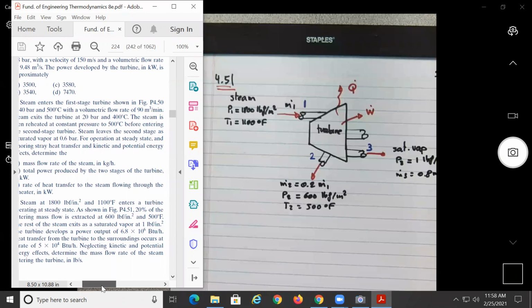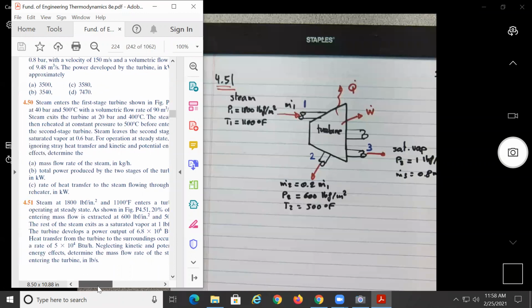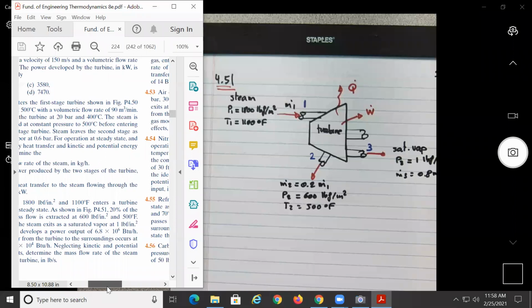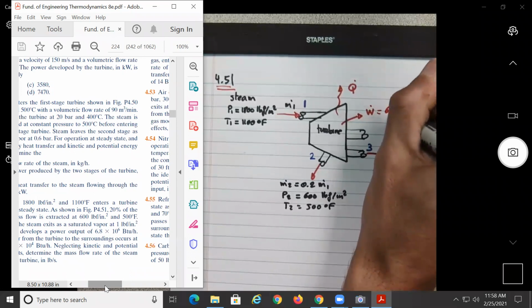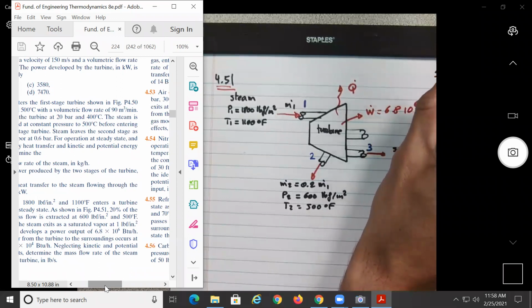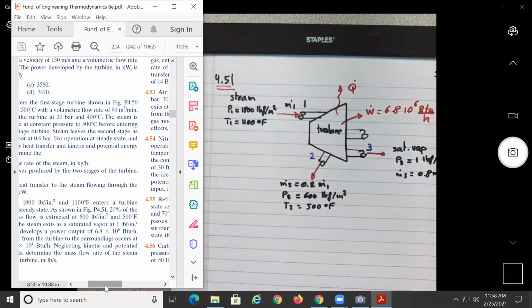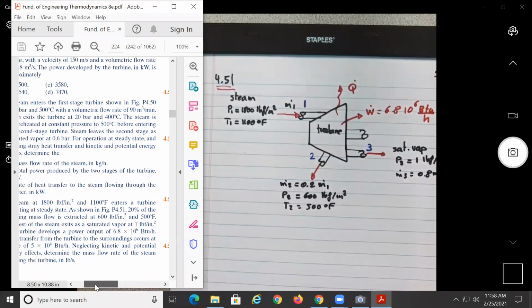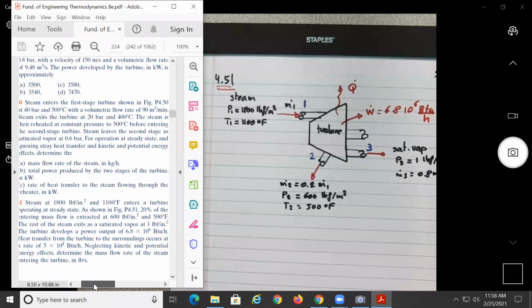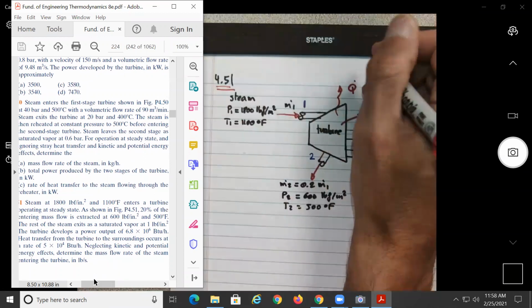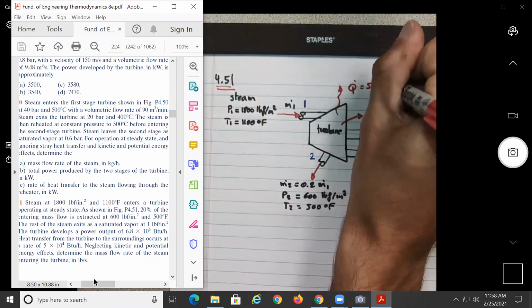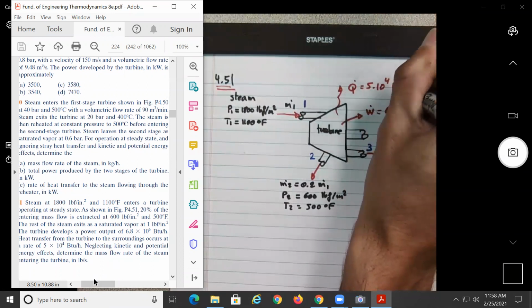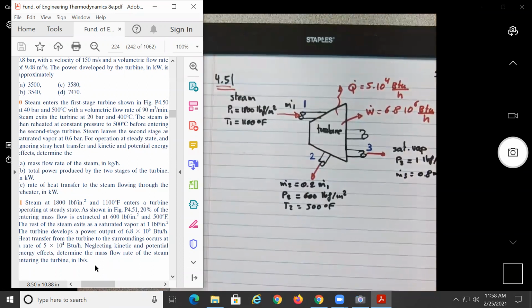So let's see. The rest of the steam exits as saturated vapor at 1 psi. The turbine develops a power of 6.8 × 10^6 BTU/hour. Heat transfer from the turbine to the surroundings occurs at 5 × 10^4 BTU/hour.